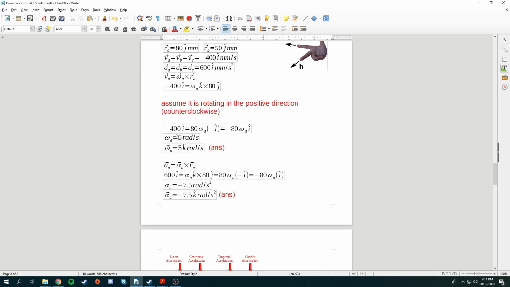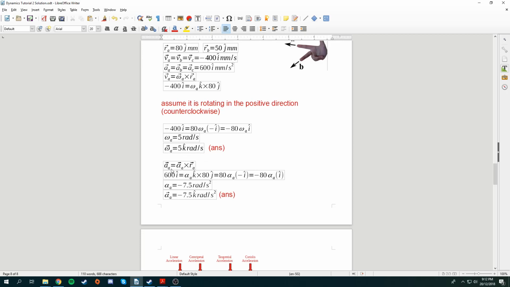What you realize is once you do the cross product, you can solve for omega A, which is 5 radians per second, and this means our assumption is correct because it's a positive number. Hence, I just write down the vector of omega A is 5 radians per second in the K direction. So that's the answer for the omega A.